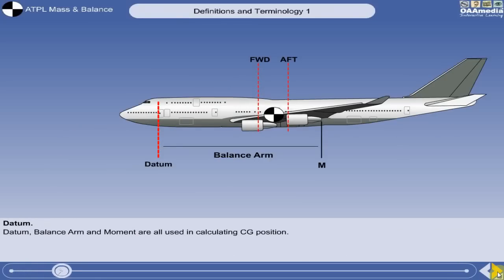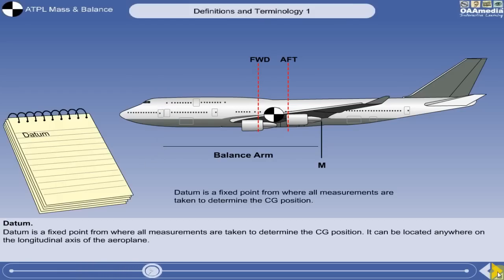We are now ready to define datum, balance arm and moment, which are all important components of calculating the centre of gravity. We'll start with the datum, which is a fixed point along the longitudinal axis of the aeroplane, as illustrated. It is the position set by the manufacturer as the zero or reference point from which all measurements are taken in determining the centre of gravity position. The datum can be located anywhere on the longitudinal axis of the aeroplane.